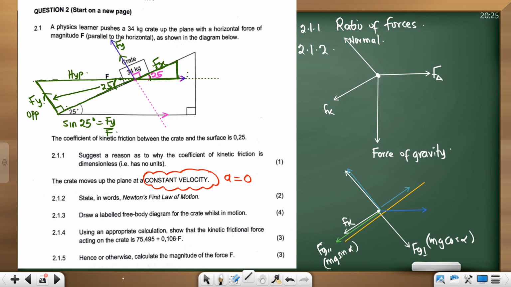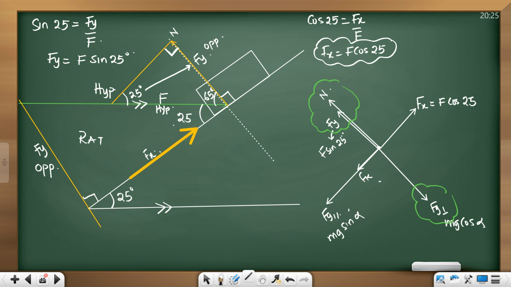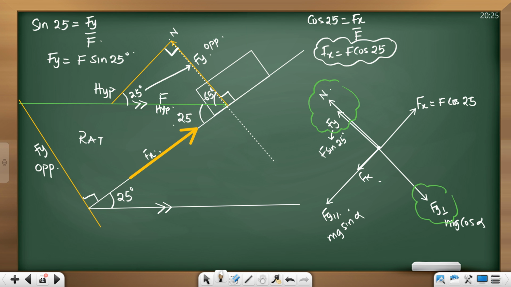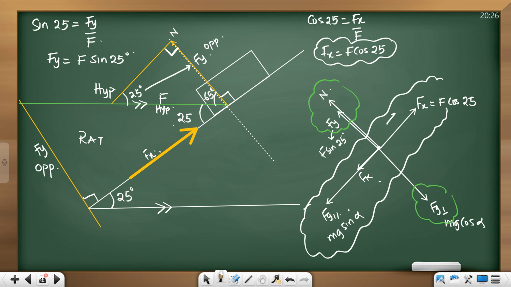Hence or otherwise calculate the magnitude of force F. All right, they said constant what? Velocity. Beautiful. We are now looking for F. We know that F net must be equal to what? MA. Which forces are we using? Which ones are horizontal? Can you see the forces? How is the object moving? Up, right? So we take this as positive.